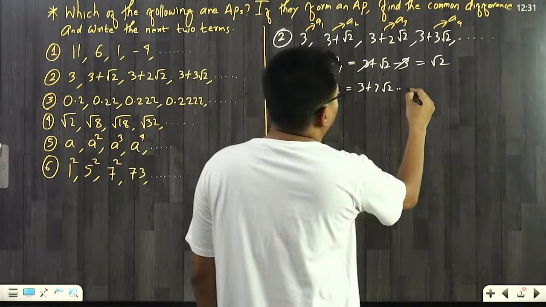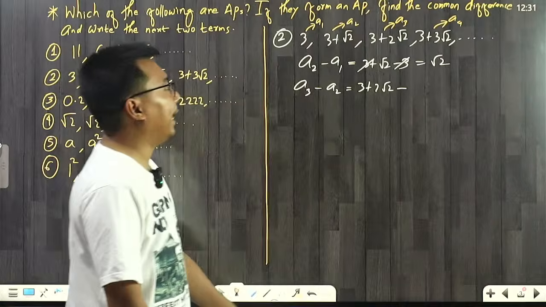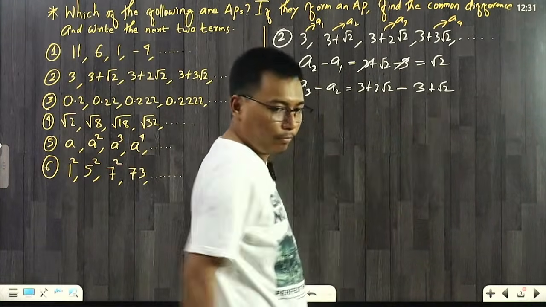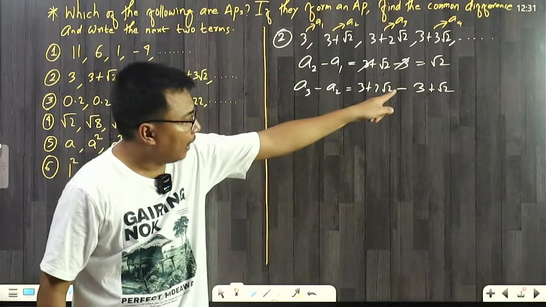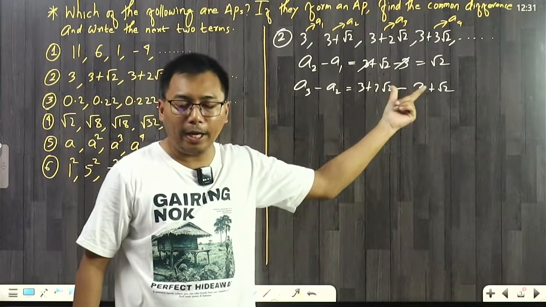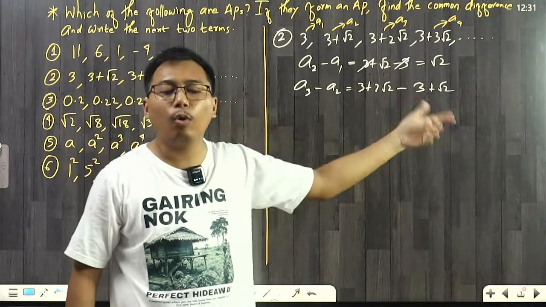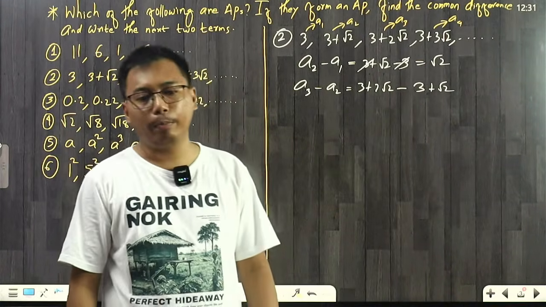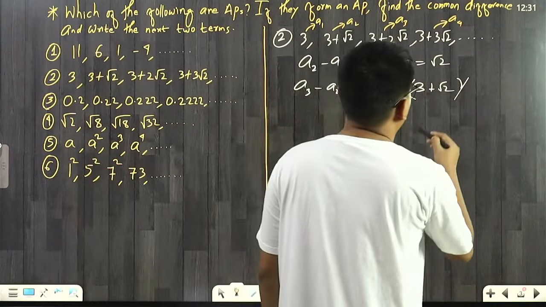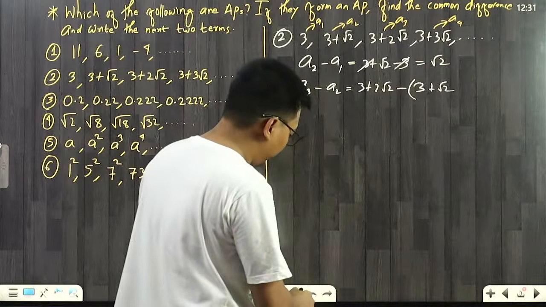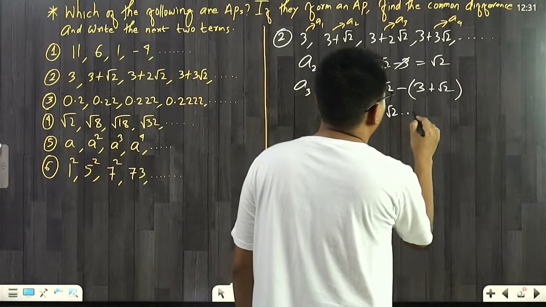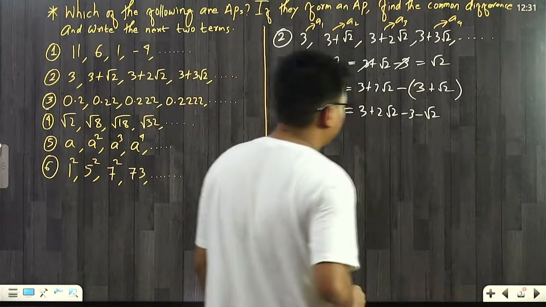So A3 minus A2. How much is A2? 3 plus root 2. Now see, if I write this, it will be wrong. Why? Because there is a minus sign here and we have two terms. After minus, if we have two or more terms, what do we do? We put brackets. Remember, if you make this mistake, then it's gone. Okay, don't make these simple mistakes.